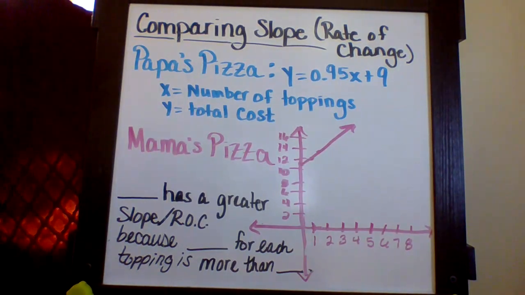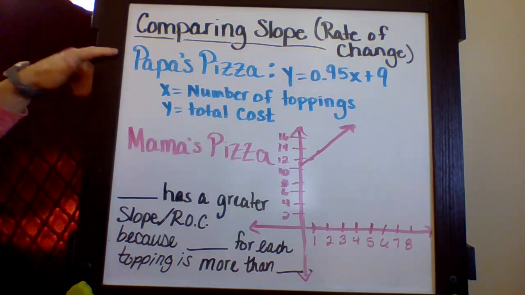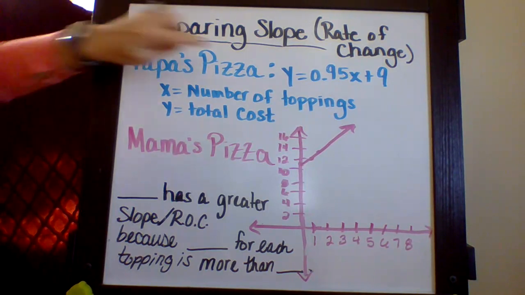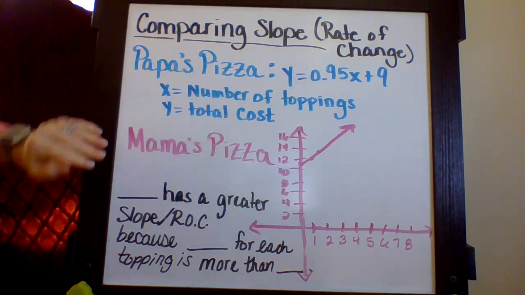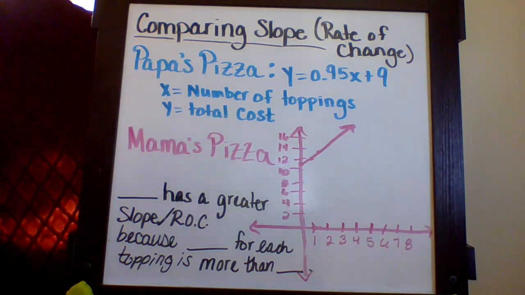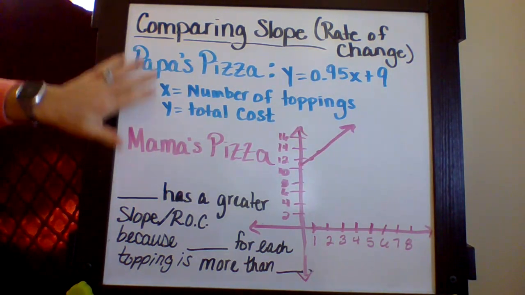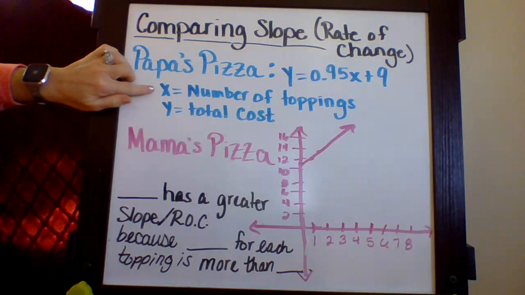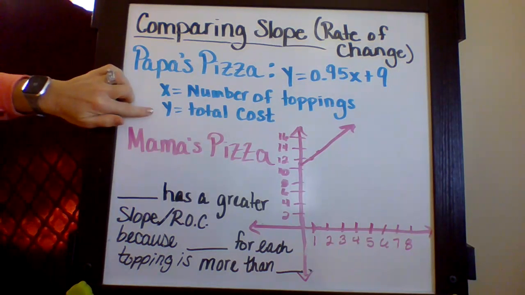Today we're going to talk about comparing rate of change, which, if you remember, rate of change and slope are the same thing. We have two different functions. We have Papa's Pizza, and they give us an equation, and then we have Mama's Pizza, and they give us a graph. So some information we want to pay attention to is in both of these functions, x is referring to the number of toppings, and y is our total cost.